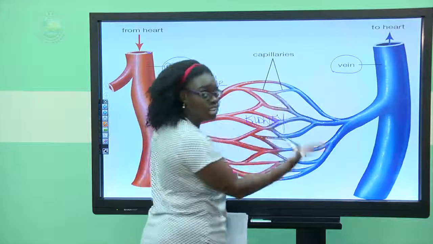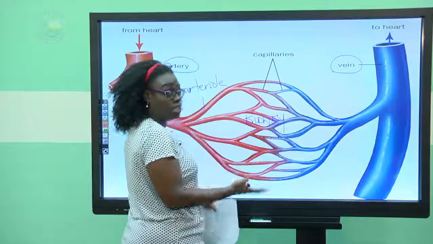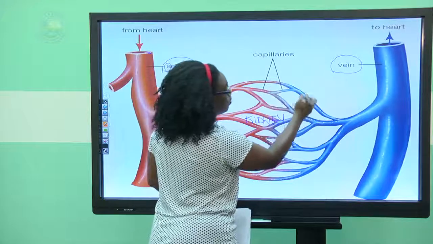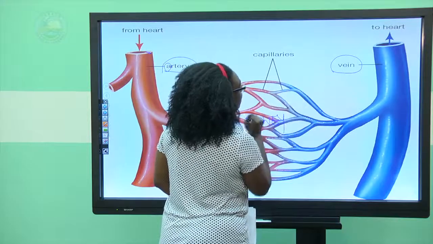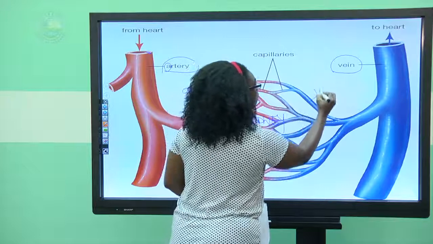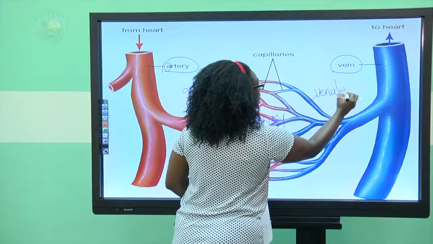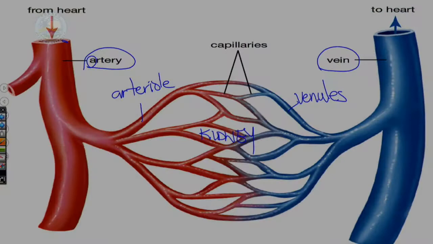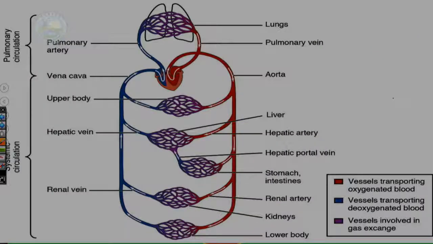These will then leave the organ, in this case the kidney or any organ. When they're leaving the organ, these tiny blood vessels are called venules. So the venules will join up to form what you know as the vein, and the vein will take that deoxygenated blood back to the heart.